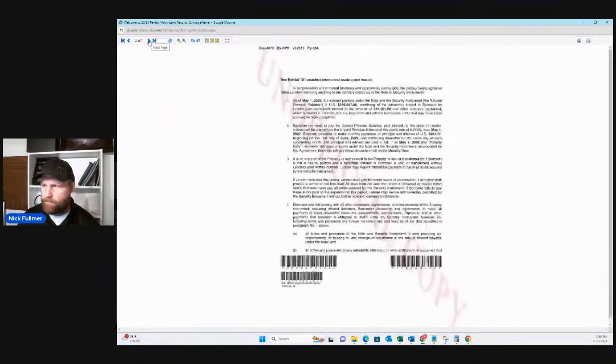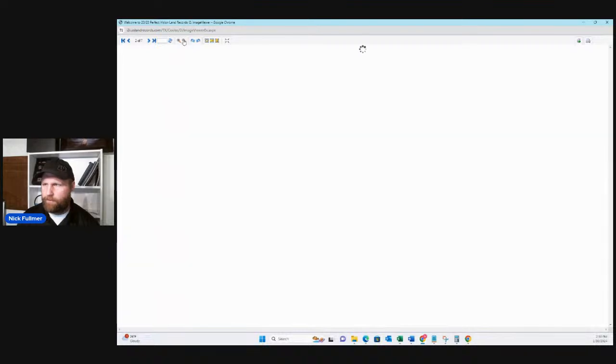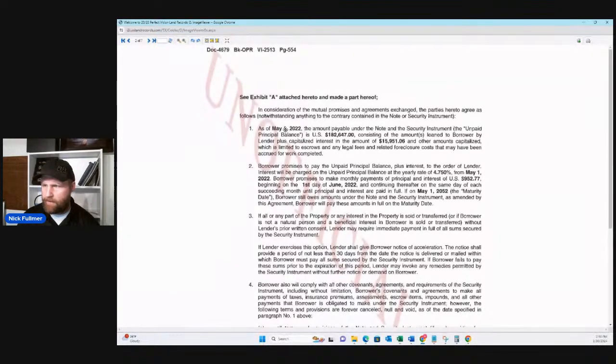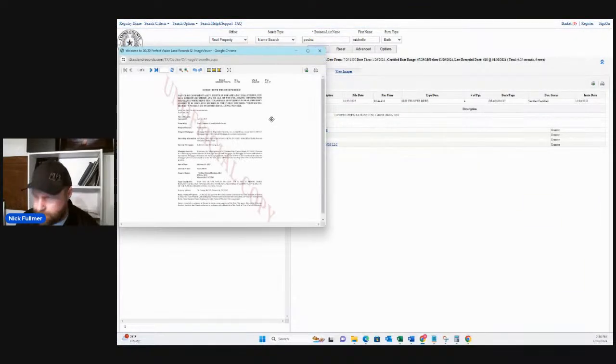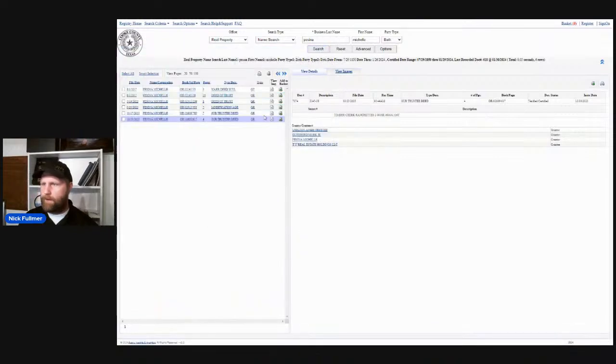Let's go to page 2. Now, this is really interesting. Here in the first paragraph, it says, as of May 2022, it actually gives me the amount that was owed on this loan. This is the loan that got foreclosed on. So that could be helpful, right? Because then I could take what it sold for, which was, what was it again? 213. Yep, 213,000.